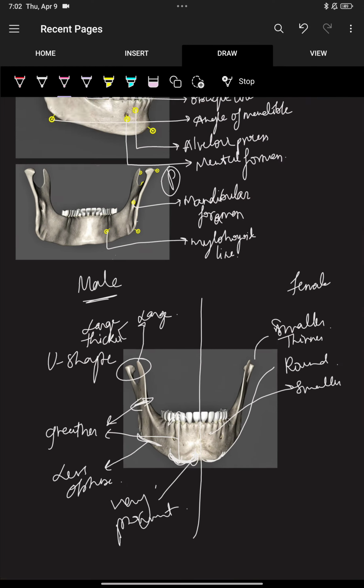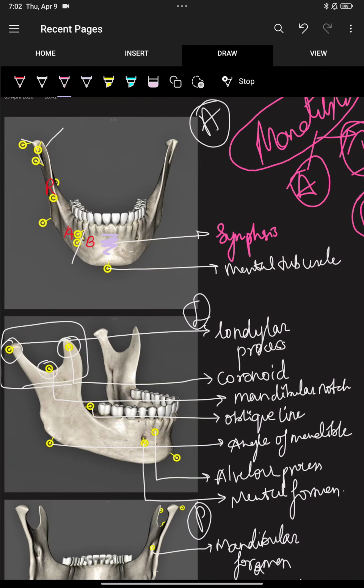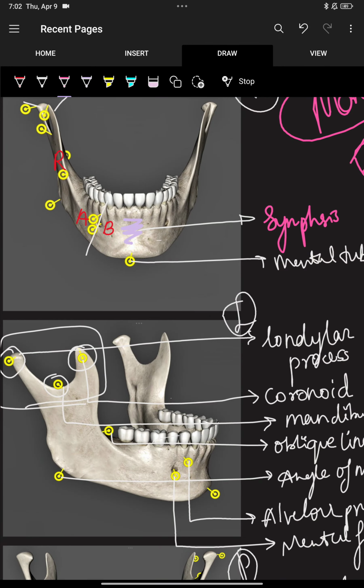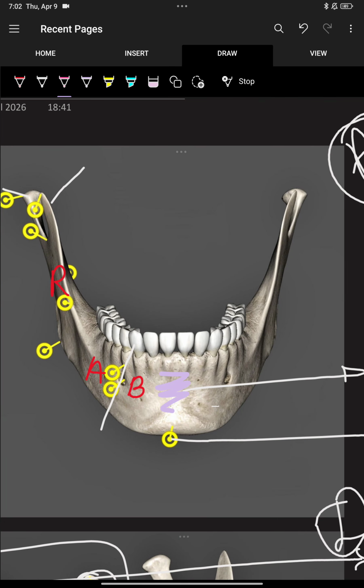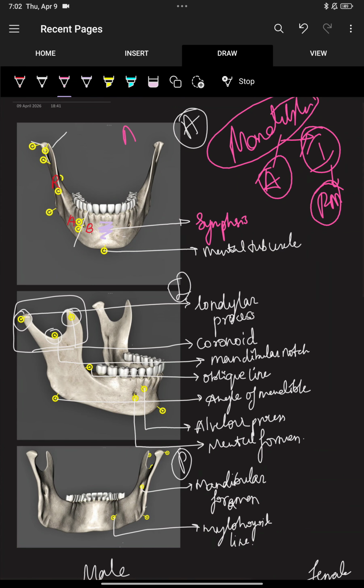I'll explain it, and they'll even ask you what is the normal position, what is the normal anatomy, what are the normal processes seen, what are the tubercles seen here. So I'll explain the anatomy and the forensic aspects. Before understanding anatomy, see, this is the anterior region of the mandible, this is lateral, and this is the posterior region.